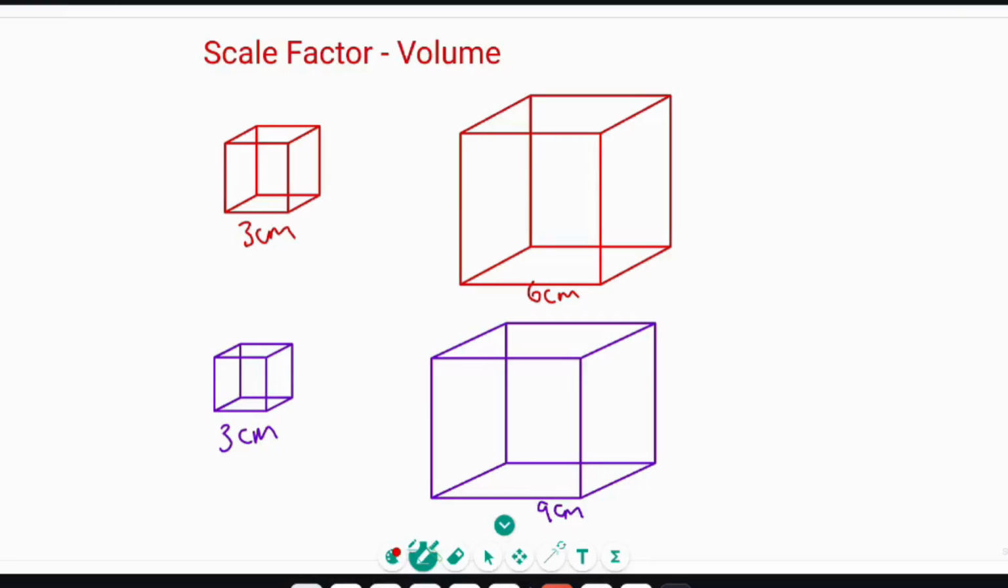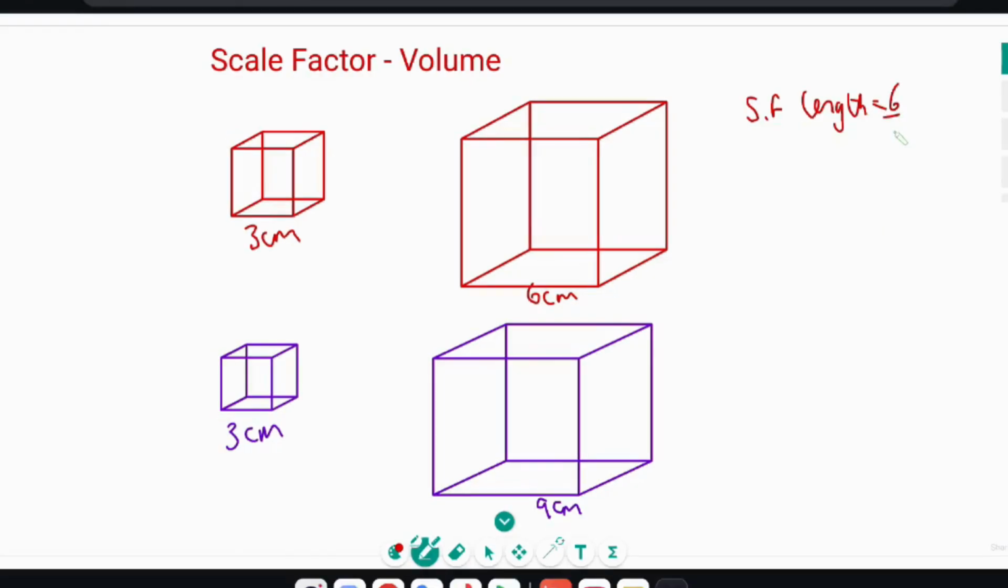Scale factor for volume. Now we've already looked at scale factor for area, and we've seen that if you know the scale factor for length, we can square it to get the scale factor for area. Let's see if there's a relationship between the scale factor for length and the scale factor for volume. So we have similar cubes here. Scale factor for length, 6 divided by 3, which is 2.